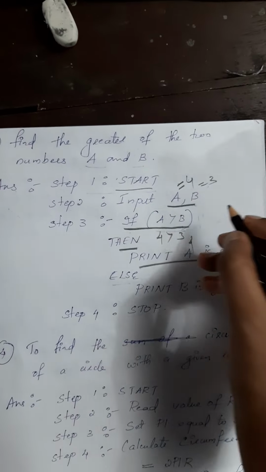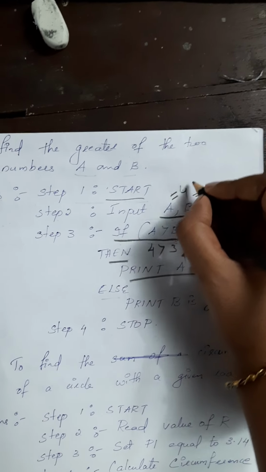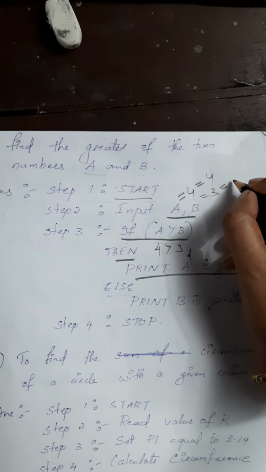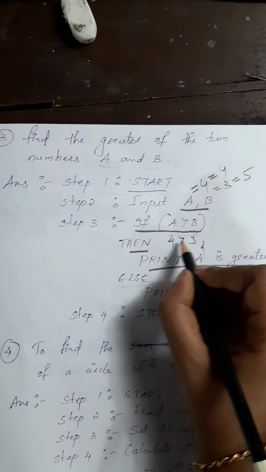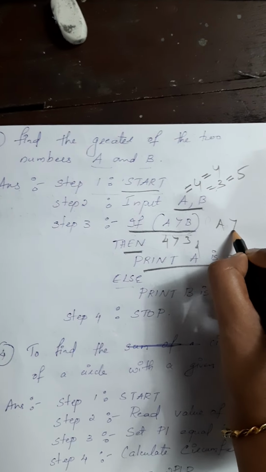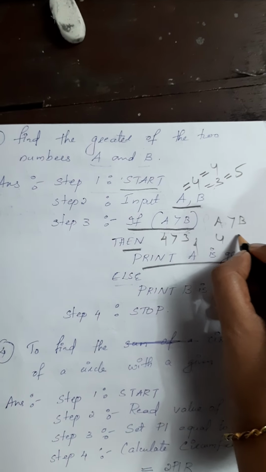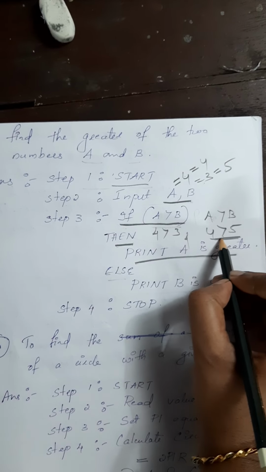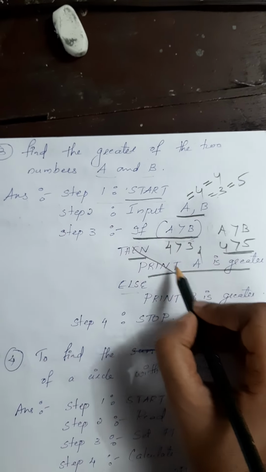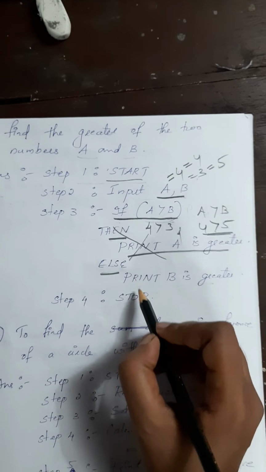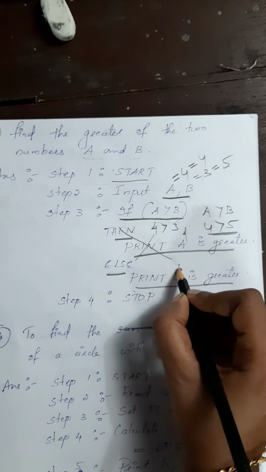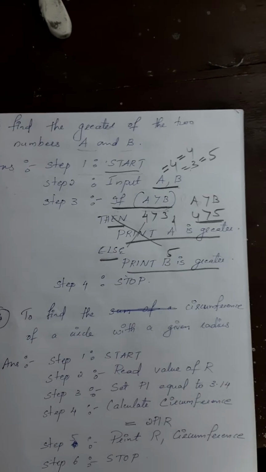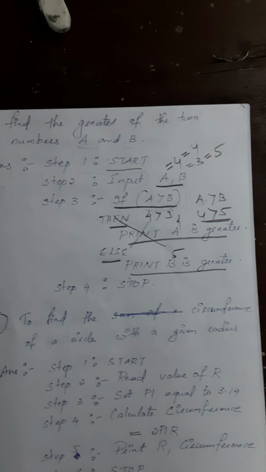For example, instead of this, A value is 4, and let B value be 5. So in this equation what happens? In this equation, A greater than B, A value is 4 and B value is 5. 4 is not greater than 5. That is, this particular statement is false. Then what happens? We will skip the statement and we will come to the else part and we will print B is greater. That is, we will print 5 is greater. So this is the algorithm for finding which number is greater, whether A or B.